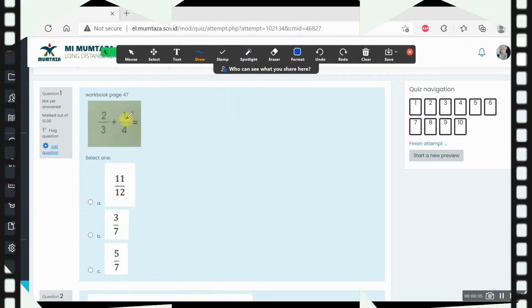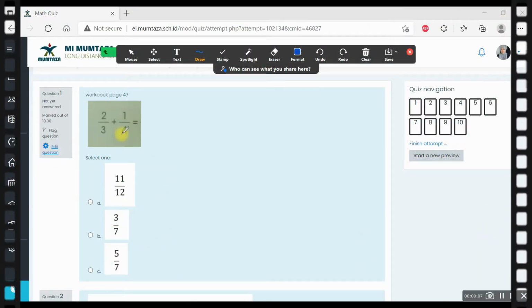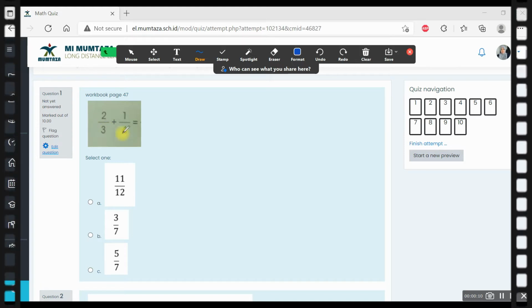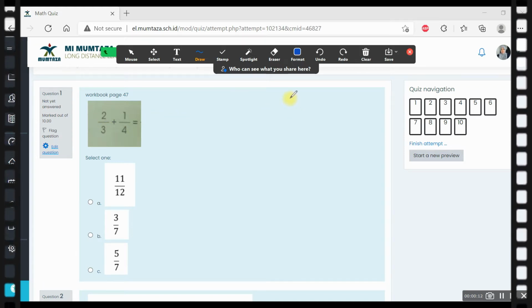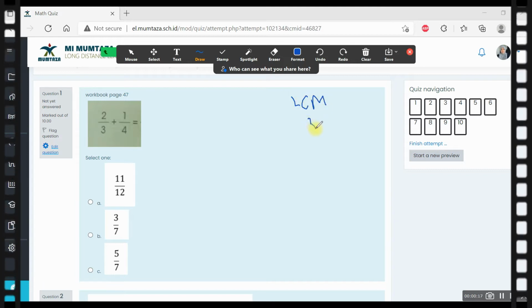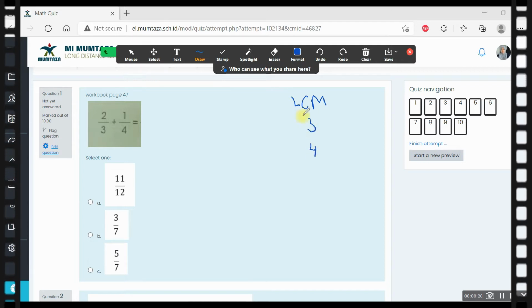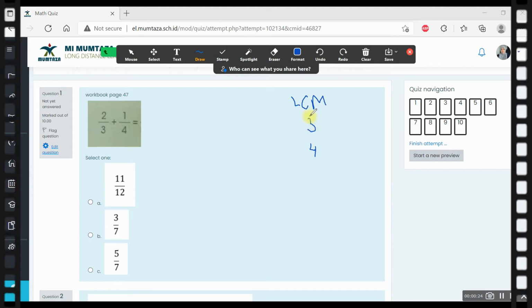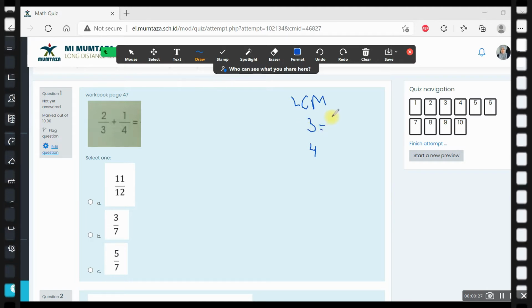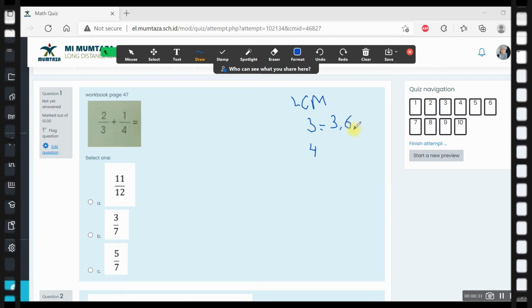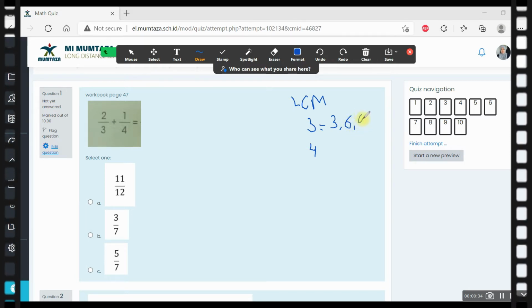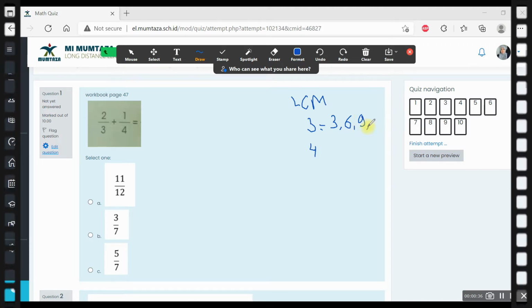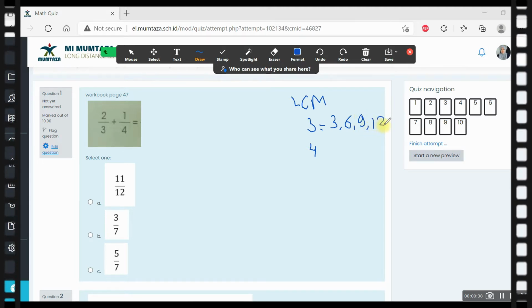Okay, 2/3 plus 1/4. This is the unlike fraction because the denominator is different. So we must find the LCM first. LCM of 3 and 4. So we must find the multiples of 3. Multiples of 3, it means 3 times 1 become 3, 3 times 2 becomes 6, 3 times 3 become 9, 3 times 4 become 12, and so on.